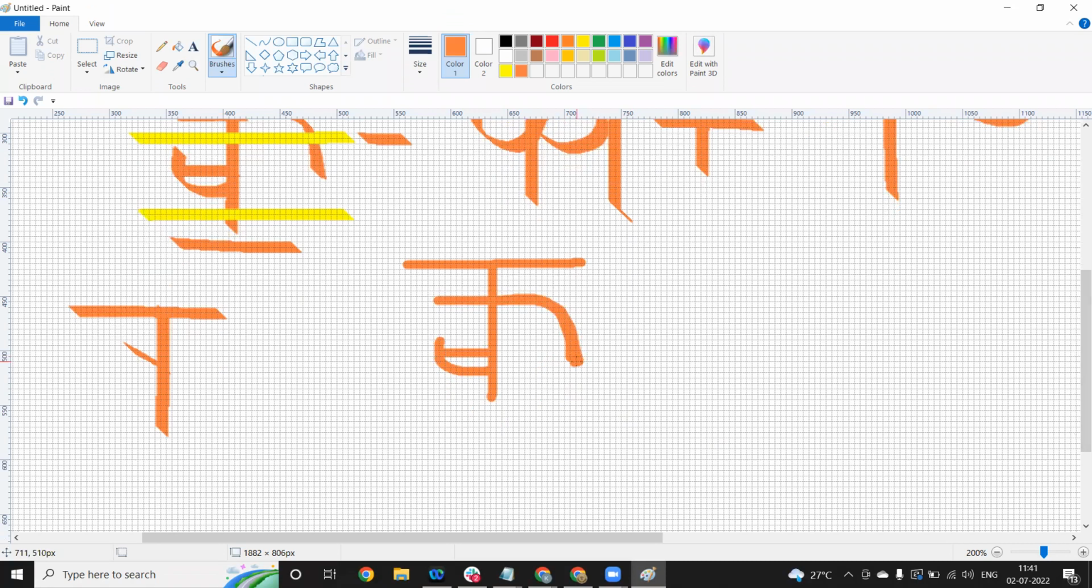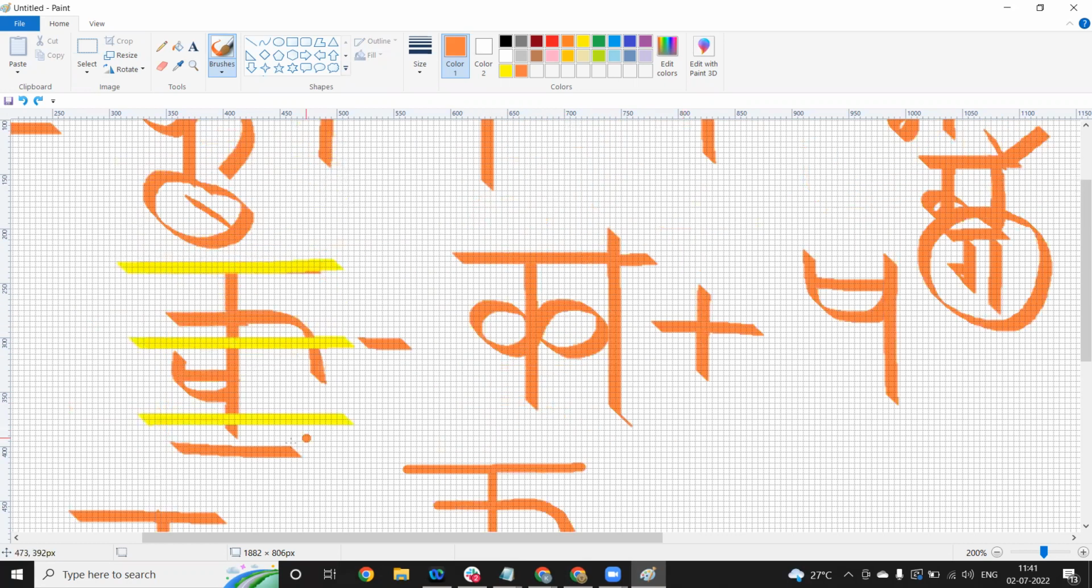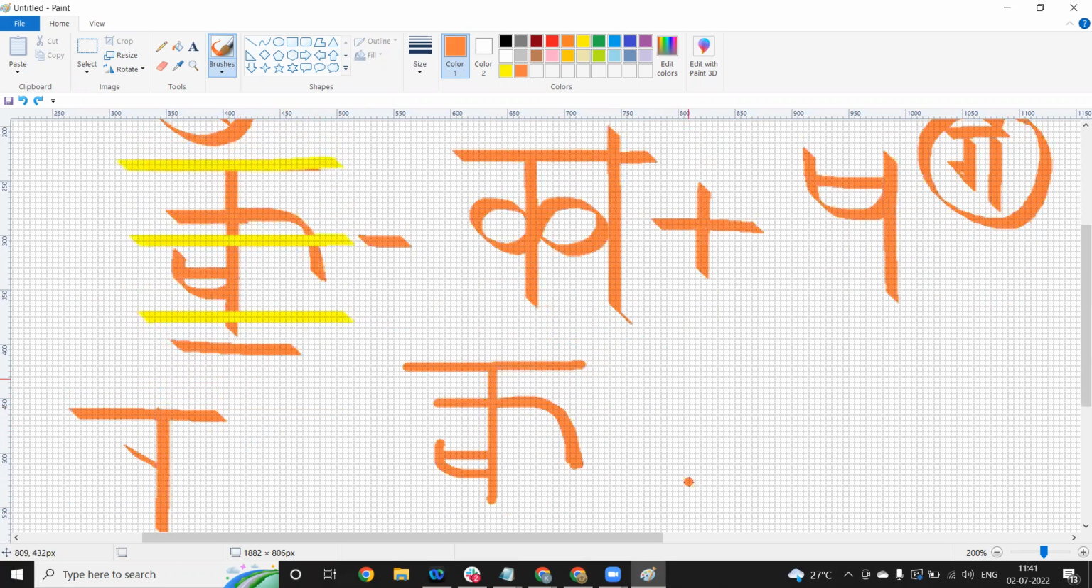Now the only one more thing that you need to keep in mind is this particular shape that we have drawn here. It should not be of the same length as the vertical stroke. It should be a little shorter. As you see here, it should end where the shirorekha starts. This loop should end there. Here also, if you see, this loop is ending where the shirorekha is starting. So keep this particular loop a little shorter than the middle line, than this vertical stroke.